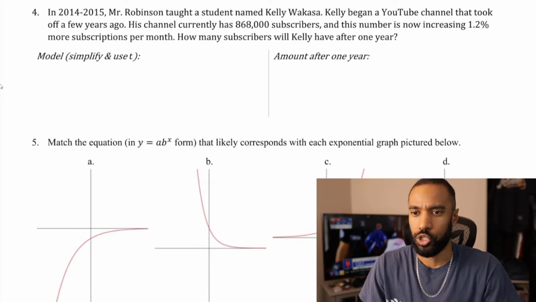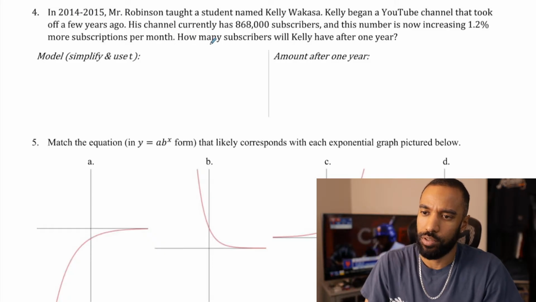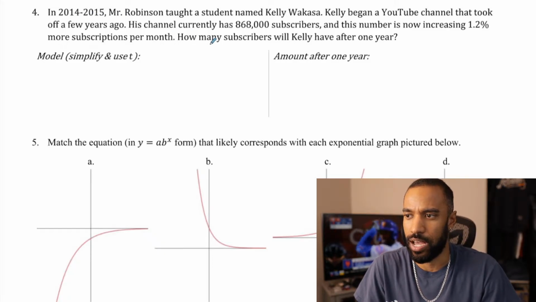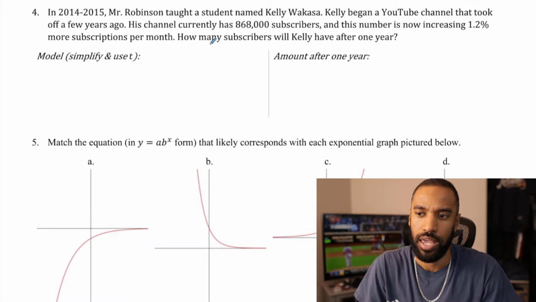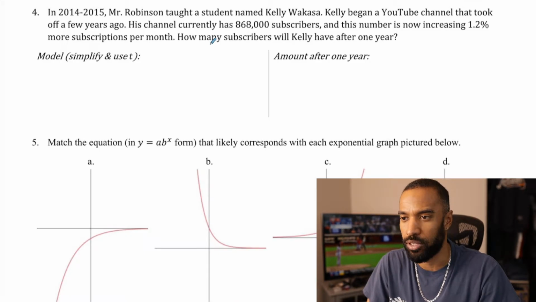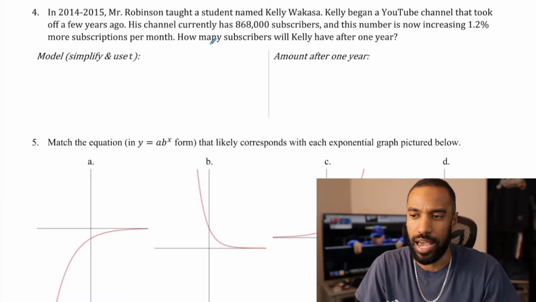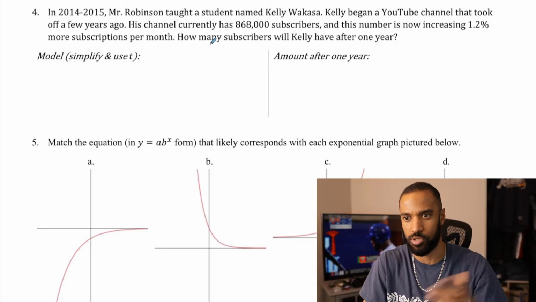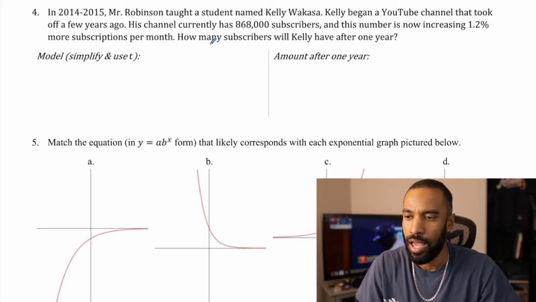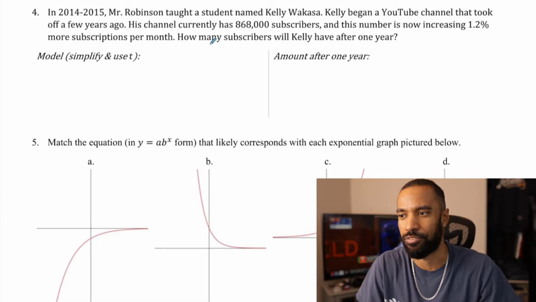All right, here's a true statement. You can look him up. In 2014-2015, Mr. Robinson taught a student named Kelly Wakasa. He began a YouTube channel that took off a few years ago. His channel currently has 868,000 subscribers, and this number is now increasing 1.2% per month. I might have made that up. How many subs will Kelly have after 1 year?